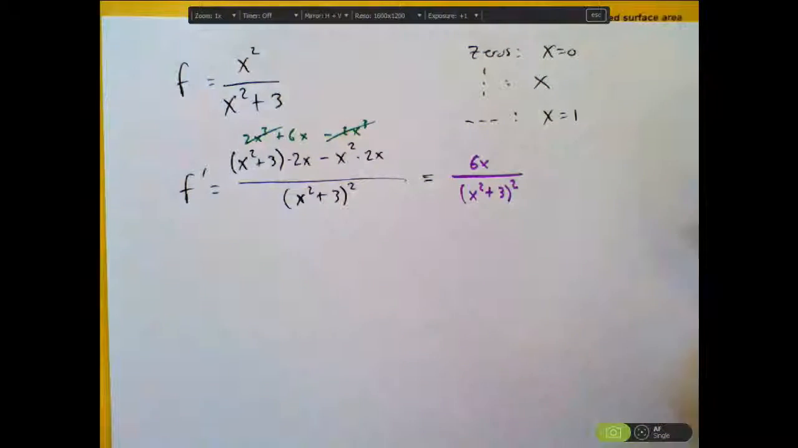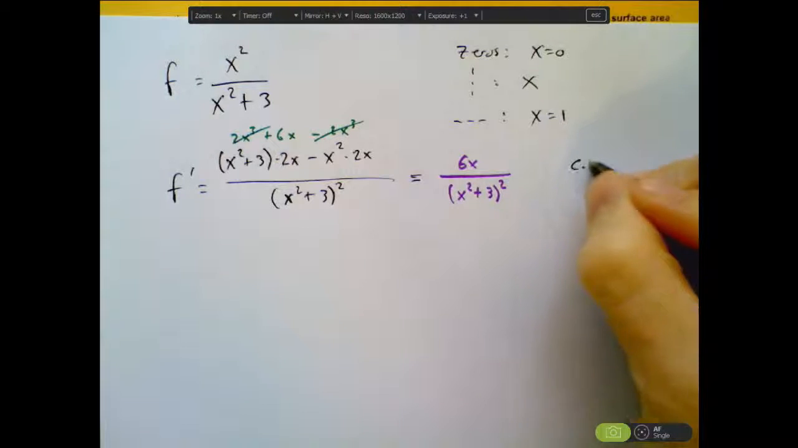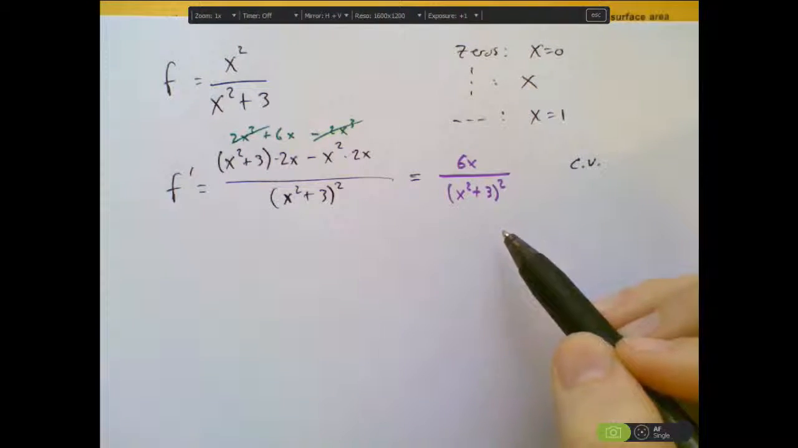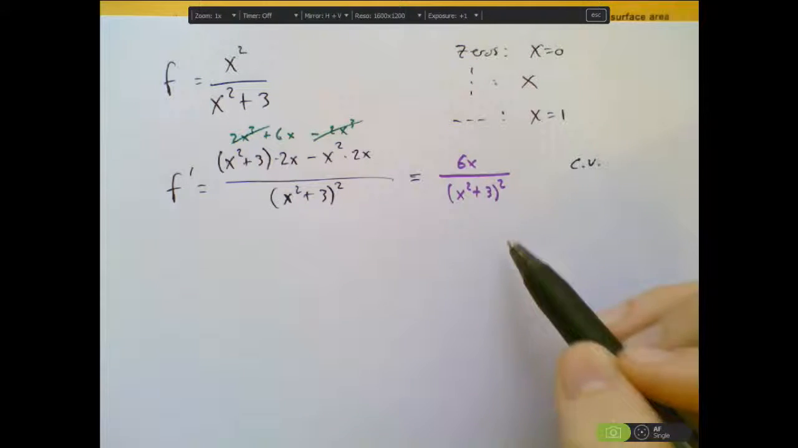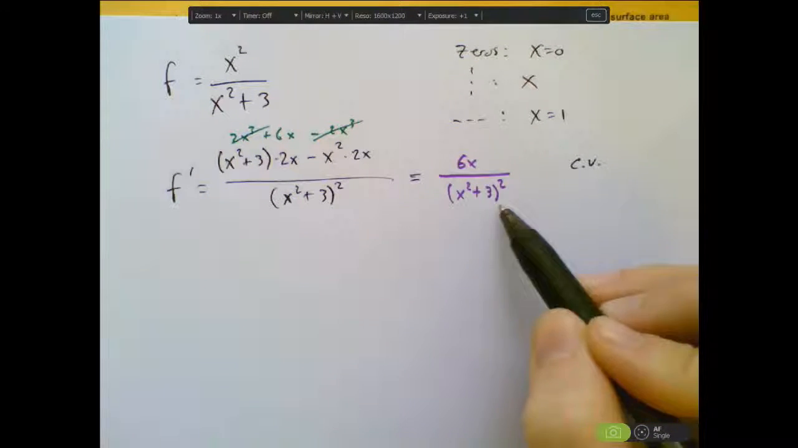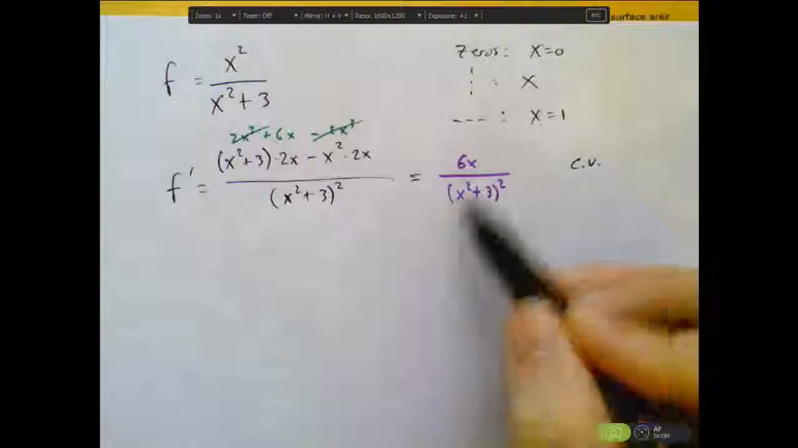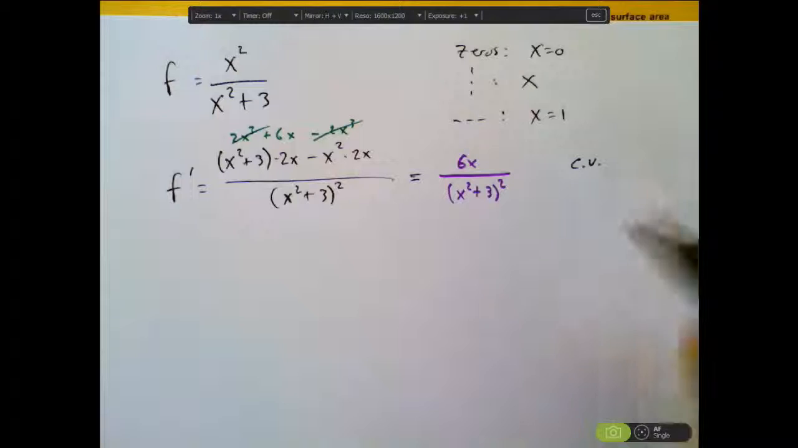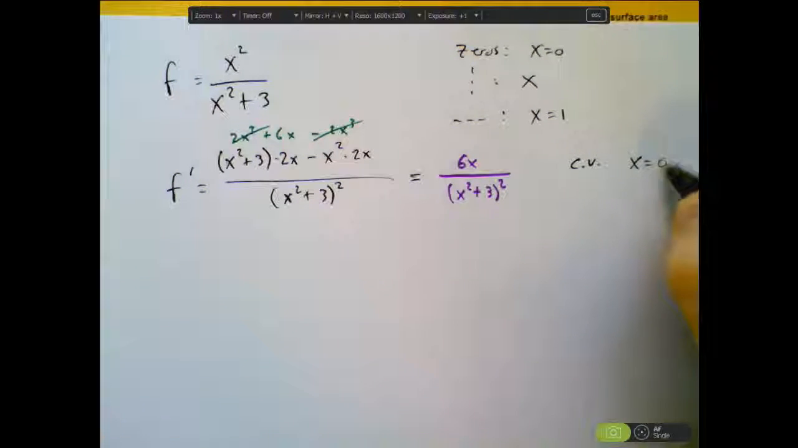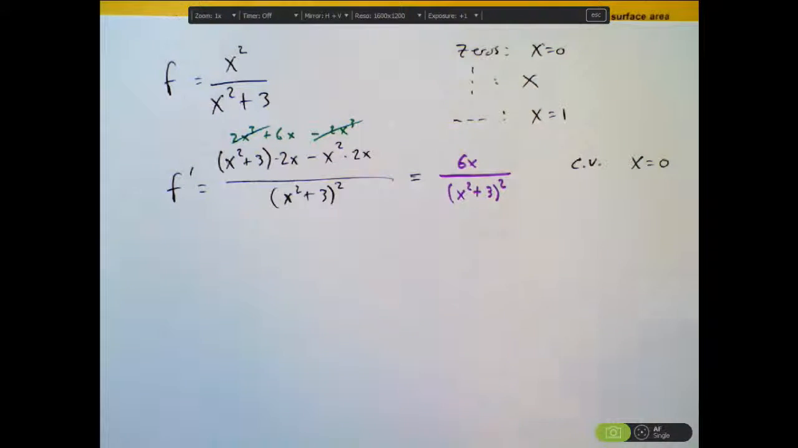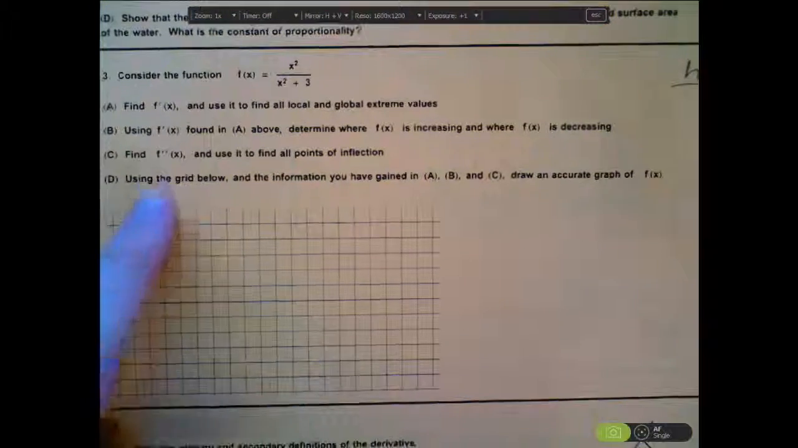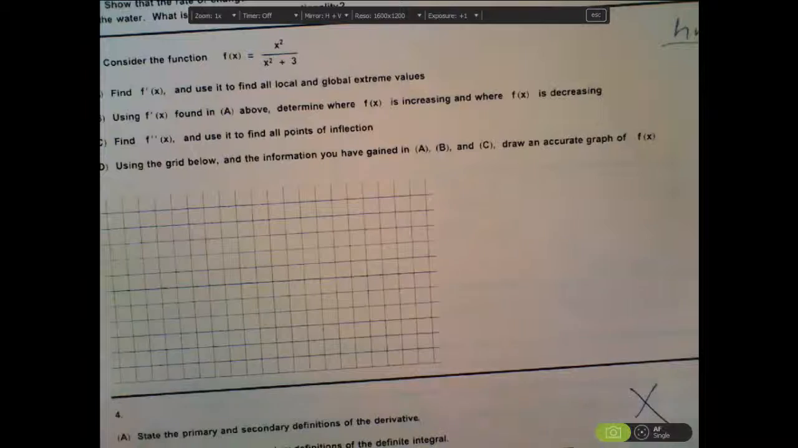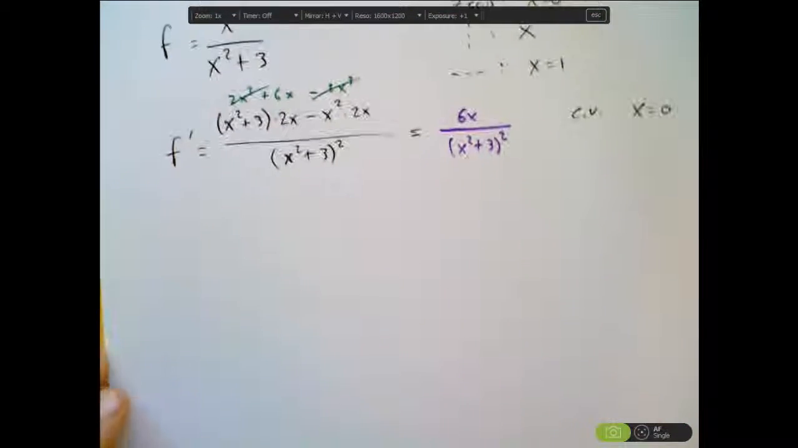Great. Where are the critical values of this f prime function? Remember, critical values are whenever the function is 0 or not defined. This function is defined everywhere because it's impossible for this denominator to be 0. And it looks like it will have a 0 when x is 0. So that's the only critical value. Rather than answering these in order, as long as I'm finding derivatives, let's find f double prime, and then we can come back and answer all the questions.